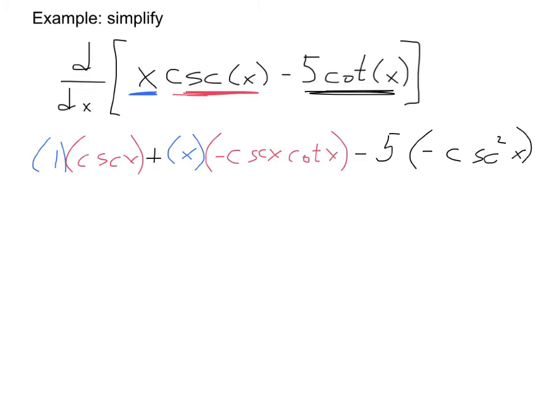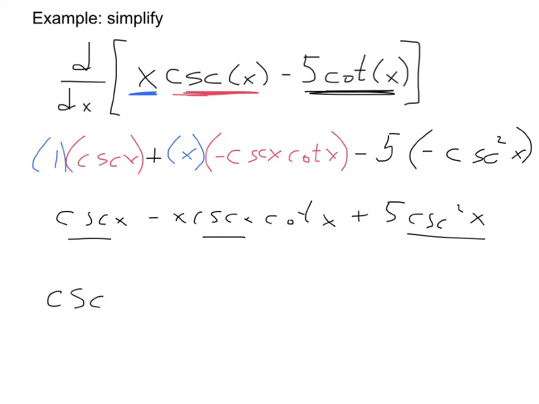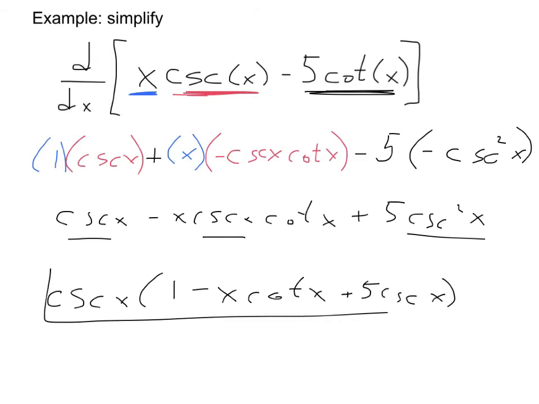Okay, so now I'll go through and pretty this up a little bit. My first term is just cosecant x. My next term is minus x cosecant x cotangent x, and then plus 5 cosecant squared x. I hope you guys also noticed that there's a cosecant factor in all of these. So if I factor out the cosecant x, I'm left with 1 minus x cotangent x plus 5 cosecant x. And that's my derivative.